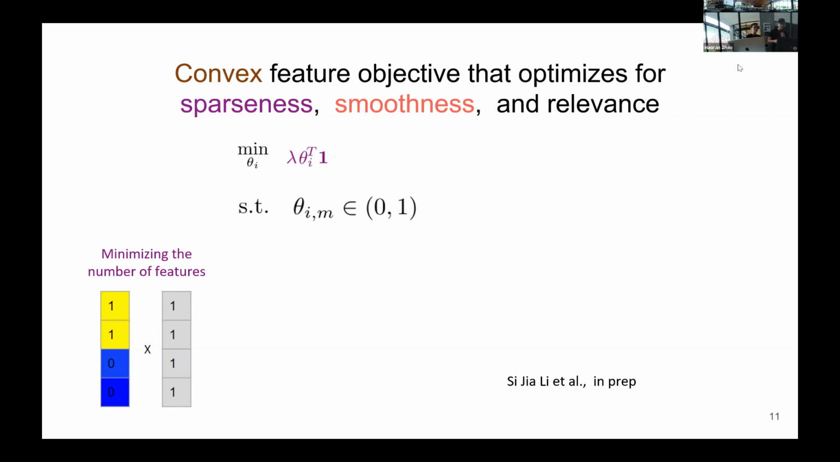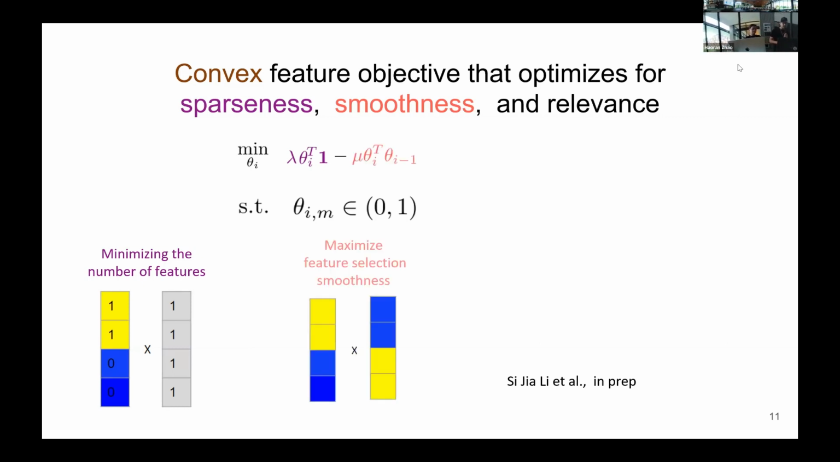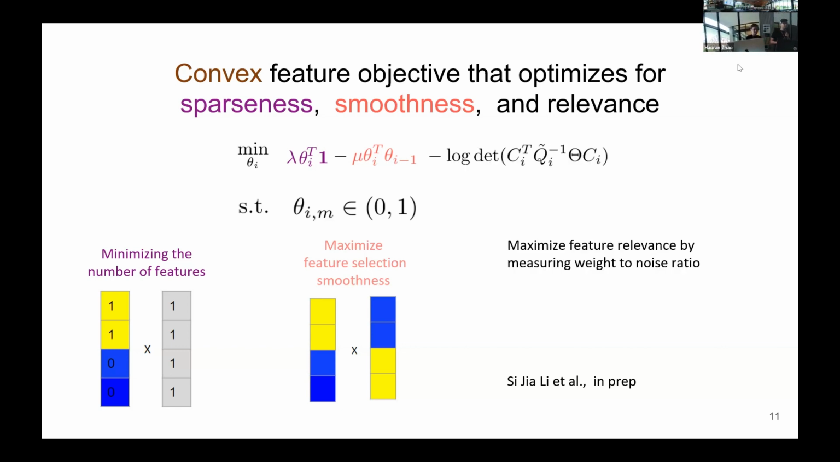So we developed this convex algorithm to account for sparseness, smoothness, as well as relevance when selecting features. The first objective here is to minimize the number of features as the subject, the monkey, is trying to learn a task. The second term here is to maximize the feature selection smoothness. This is a key innovation in our work, trying to make sure that while the user is trying to change, we're also selecting consistent features. And the last one is a term that's very similar to lasso regression, where we measure feature relevance by measuring the weight to noise ratio.